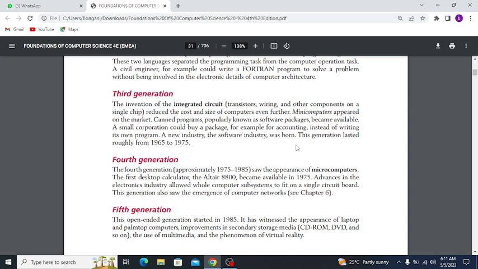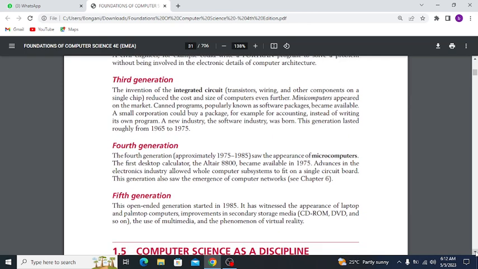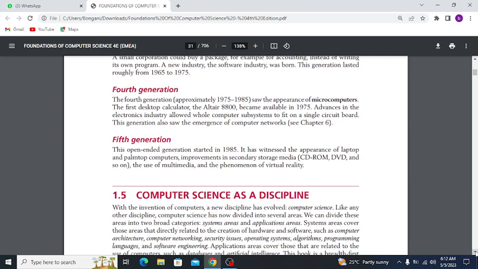Those transistors were integrated in a circuit, right? The wiring, transistors, and other components, in that thing we call a single chip. In just one chip, they were integrated. The brain of a computer was there in that one chip, right? During the earlier generations, it required a lot more than that. So a software industry was born. This generation lasted roughly from 1965 to 1975. Right. Then after the time from 1965 to 1975, we experienced the fourth generation.